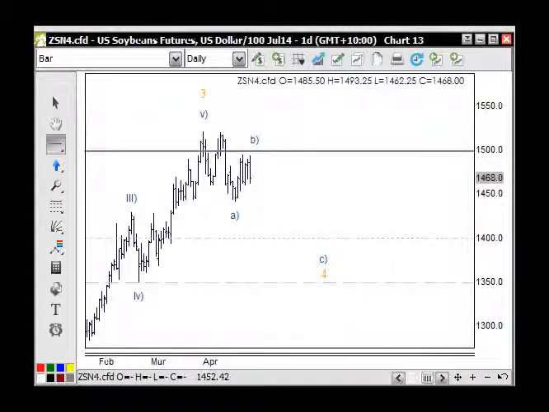All the grains. Okay, so the grains are correcting mostly. Coffee's not, sugar's not. But soybean, wheat, and corn, the mainstays there.